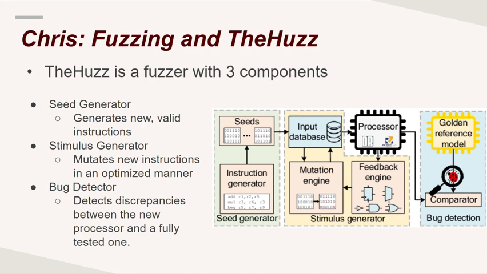The HUZ features three components: a seed generator to produce new valid instructions made of configuration test inputs, a stimulus generator to mutate the new test instructions into illegal ones with an optimizer that tries to reduce the number of combinations that the generator creates at one time while keeping the coverage the same, and a bug detection mechanism that compares the outputs of the untested processor being fed the mutated inputs with the reference tested processor's outputs. Any of the outputs that do not match the reference processor's outputs then indicate the presence of a bug, which then needs to be manually analyzed.